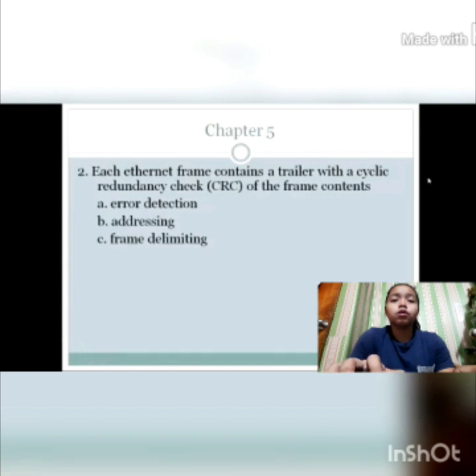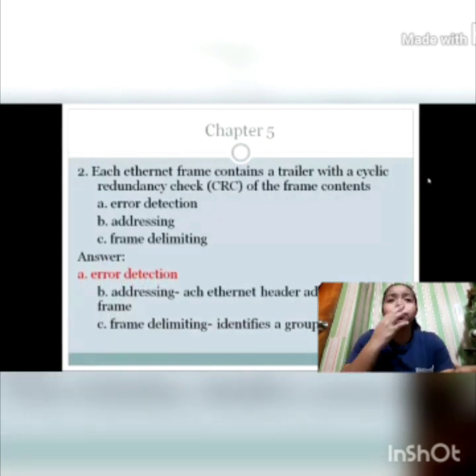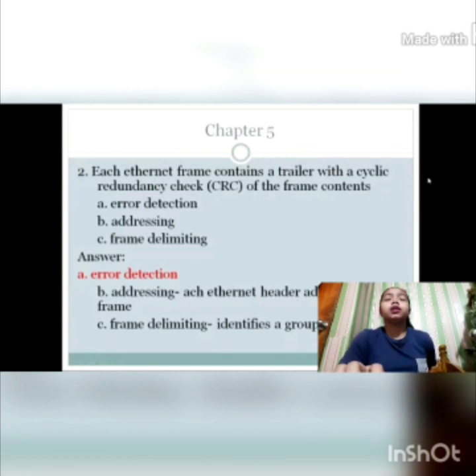Let's proceed to number 2. Each Ethernet frame contains a trailer with the cyclic redundancy check, CRC, of the frame contents. A, error detection, B, addressing, and C, frame delimiting.